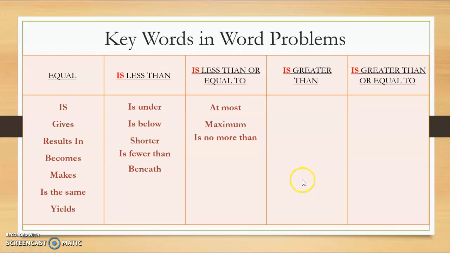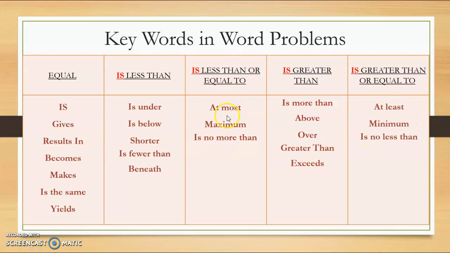For is greater than, we're going to kind of see the opposite of the is less than: is more than, above, over, greater than, exceeds. And when we add in that equal to, we're going to see the opposite of the less than or equal to. Not at most, but at least. Not maximum, but minimum. Not is no more than, but is no less than. So those are some of the key words that you would see in word problems. And in the next video, we're going to actually write our own and solve them.